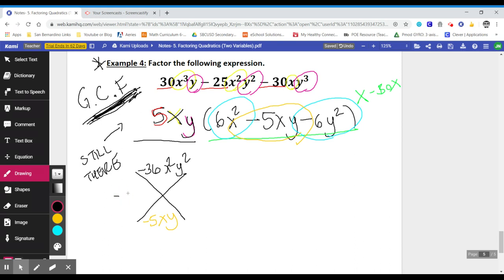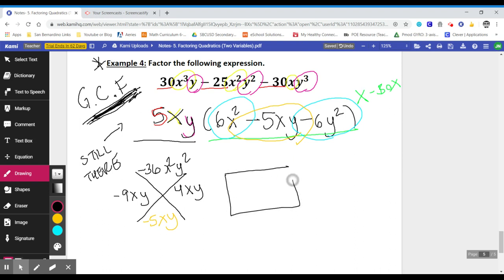If you guessed negative 9 and positive 4, that is correct. Negative 9 times 4 is going to give you the product of negative 36, and negative 9 plus 4 would give you a negative 5. But then again, you have two variables, so you're going to have to include those two variables as well with your product. Finally, we did the x, now we have to do the box.